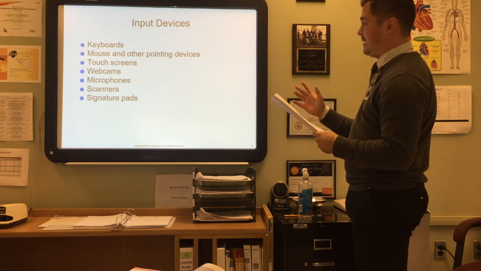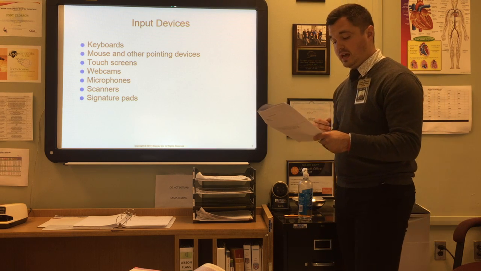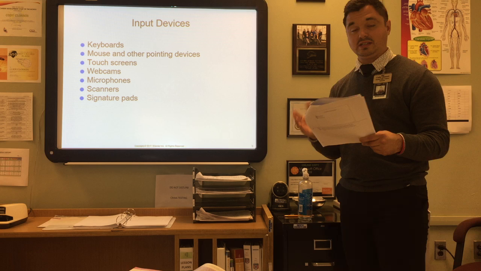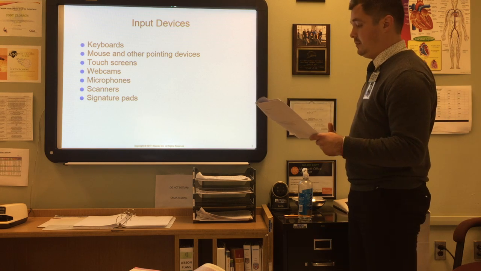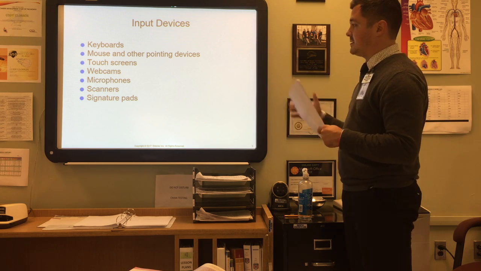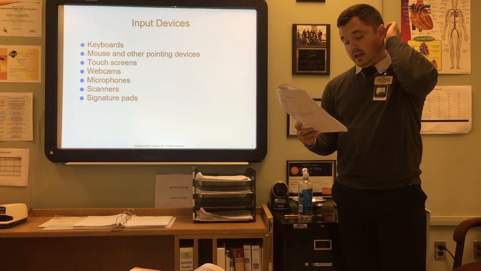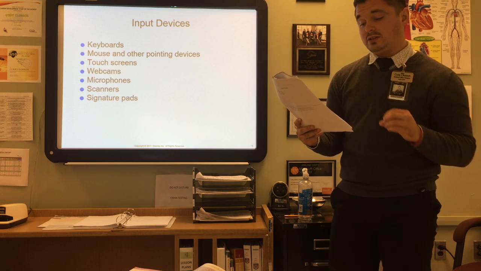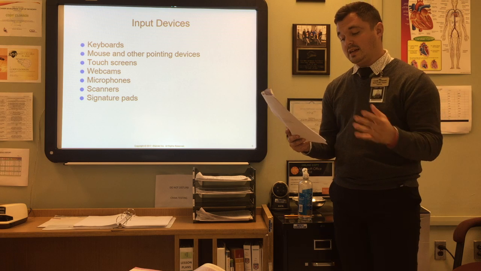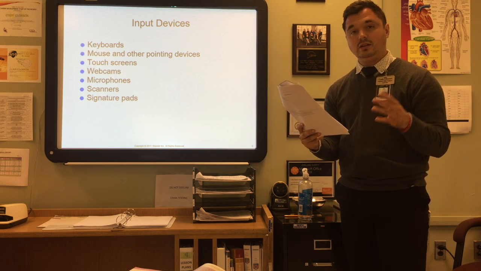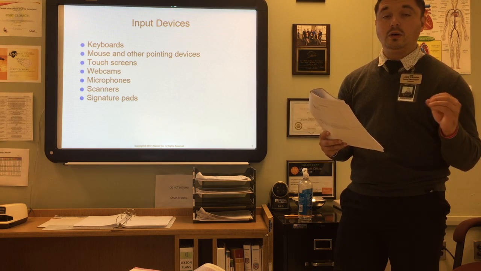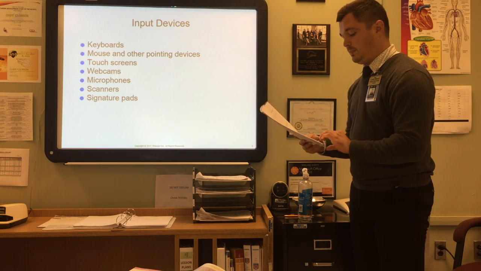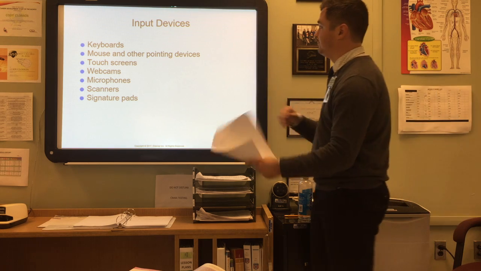And then you have webcams and microphones. And microphones can be used to dictate notes into patients' health records. So those can really be used in the medical office. And then, of course, scanners and signature pads. And in the ambulatory care setting, signature pads are used in the reception area. Patients sign the signature pad, and the signatures are imported into their EHR, or their electronic health record, as a part of the patient's permanent health record.